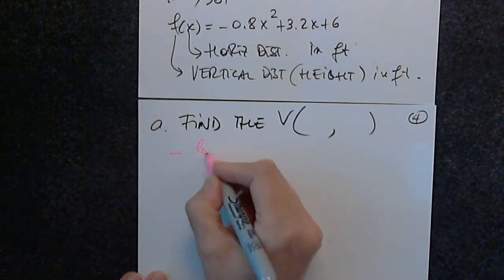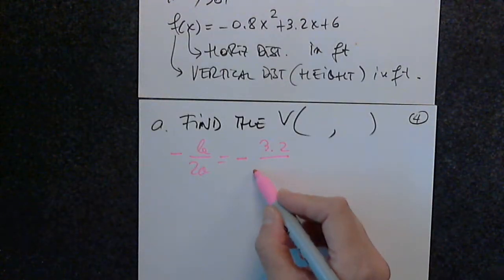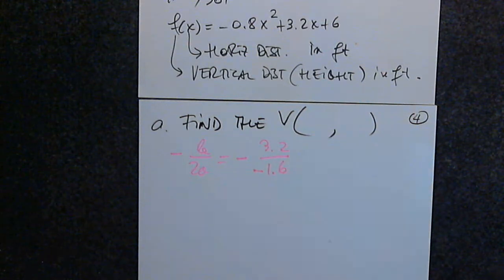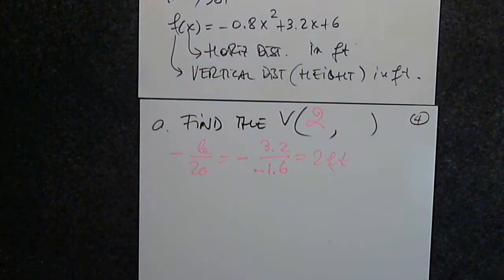Great job. Negative b over 2a. Can anyone give us b? Excellent. Can anyone give us 2 times a? Two times a. So the answer is 2. Very good. The answer is 2 feet. Great job. So I throw the ball here. I'm standing, throwing the ball upward and outward. And 2 feet from where I'm standing, it reaches its maximum.